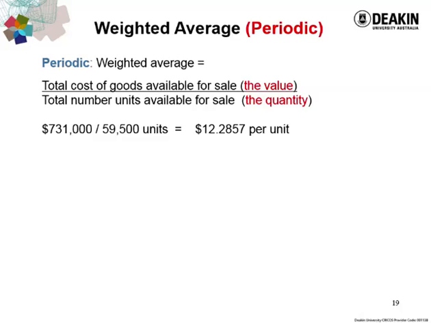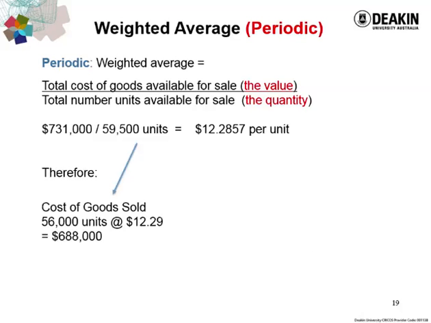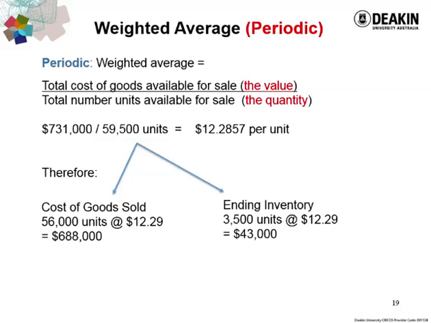So per unit cost is $12.2857. After we calculate this standard unit cost, we multiply it with the quantity sold, which is 56,000 units, to derive the cost of goods sold of 688K. And we multiply the unit cost with the physical count quantity, which is 3,500 units, to get the closing inventory of 43K.